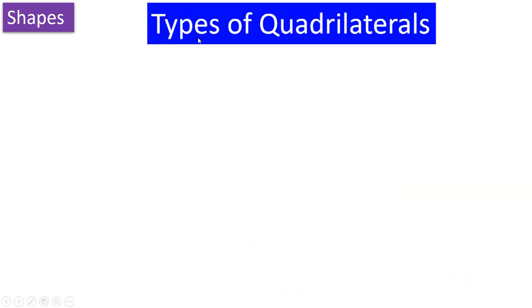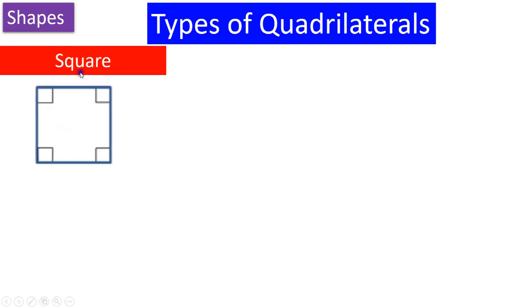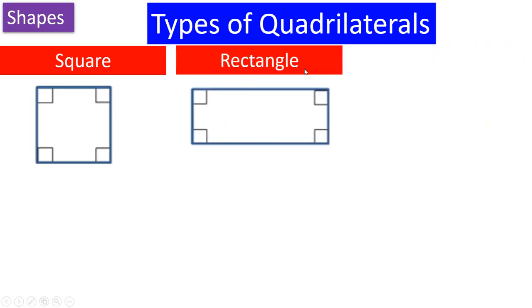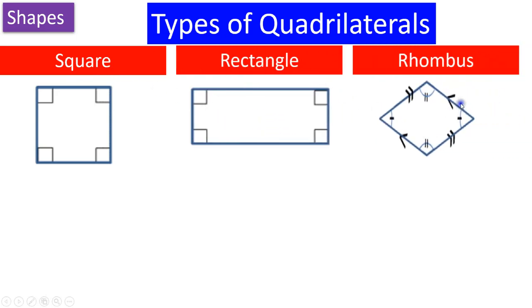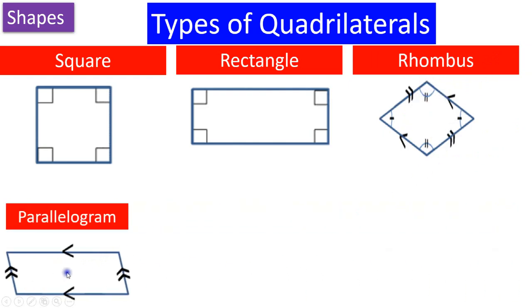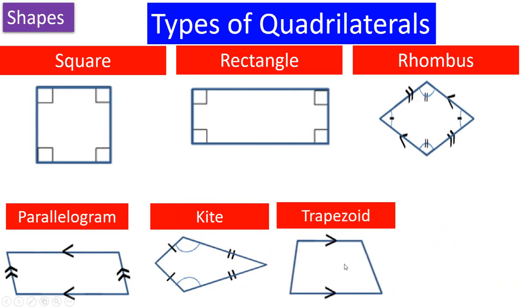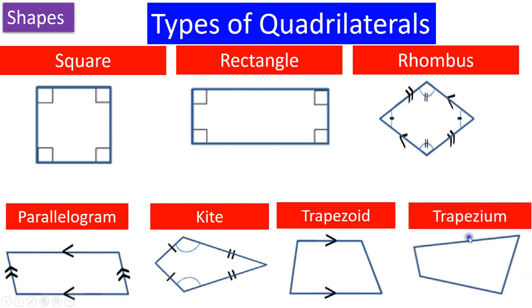Next, types of quadrilaterals. This is square. This one is rectangle. This one rhombus. This one is parallelogram. This one kite. This one is trapezoid. This one is trapezium.